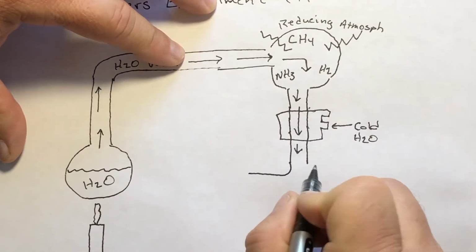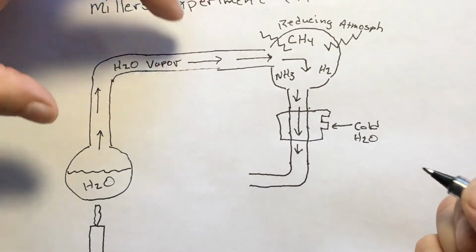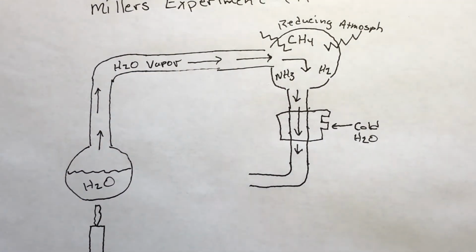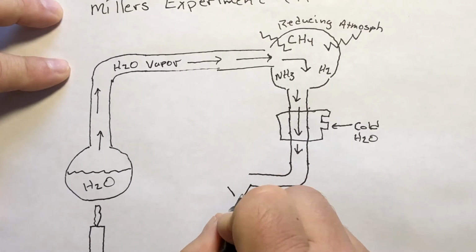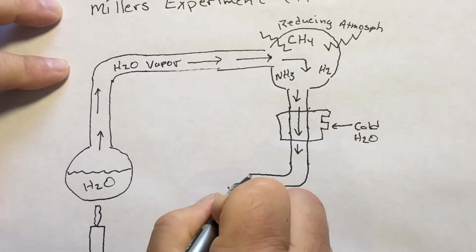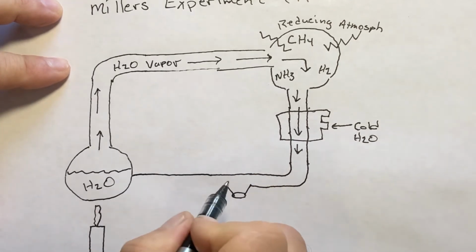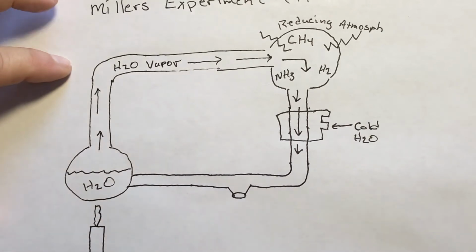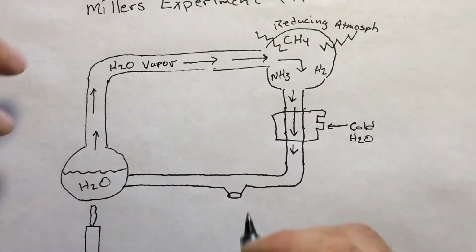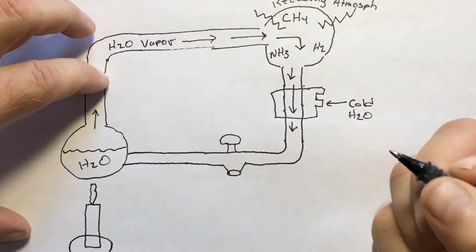And so he brings it back down and around here. But now that water is in the liquid form. But he doesn't push it all the way back to the original vessel just yet. He builds in a little valve because he's interested in collecting a sample of this water that has been circulated through the reducing atmosphere. So he puts a little valve in here that he can open and close.